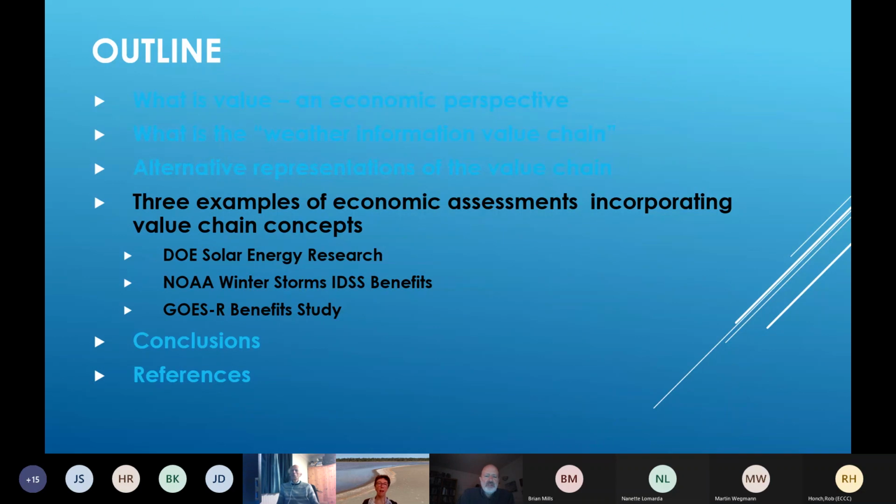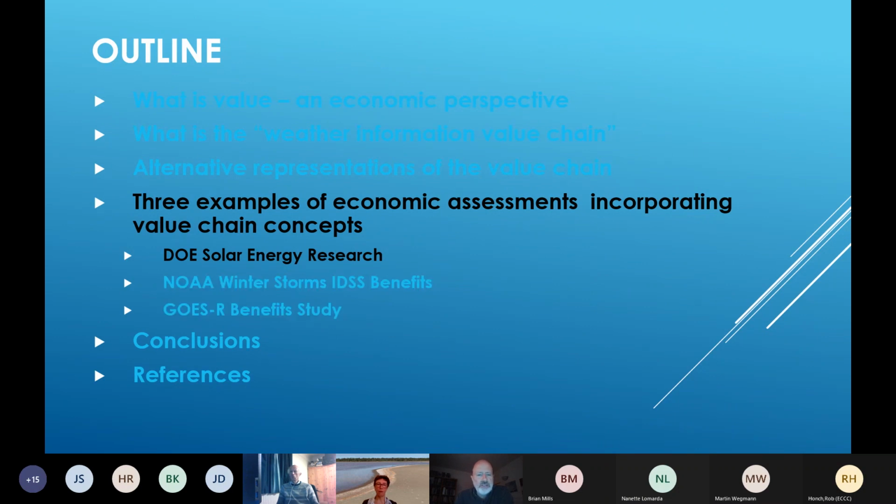So we have a little bit of time left. I'll go through these three case studies more as examples of value chains than as the valuation part, and skip through the GOES-R benefits one, because I do come back to that in our exercise in a few minutes.